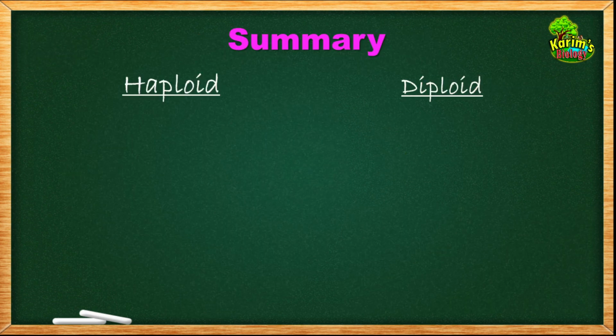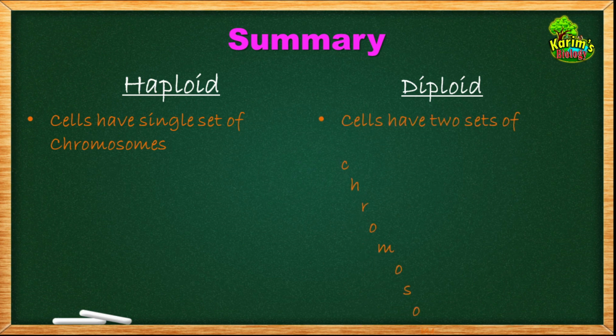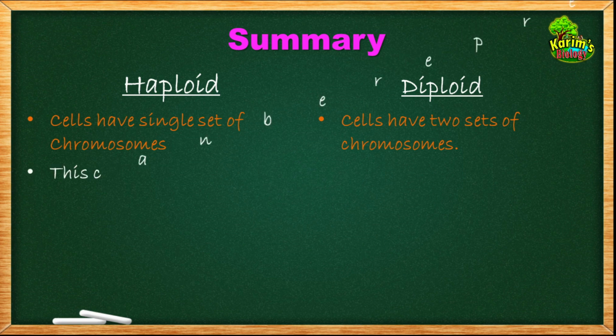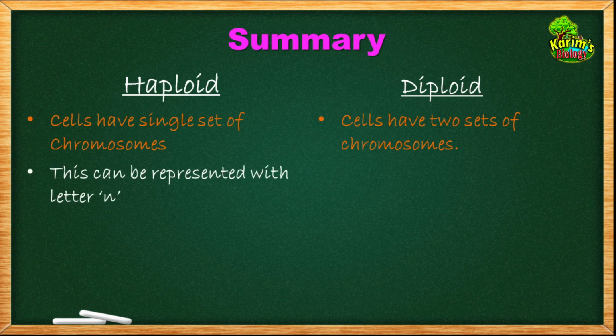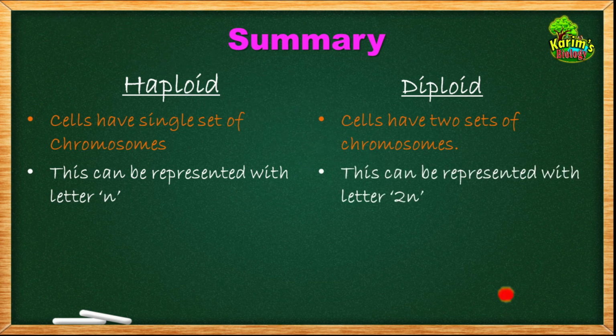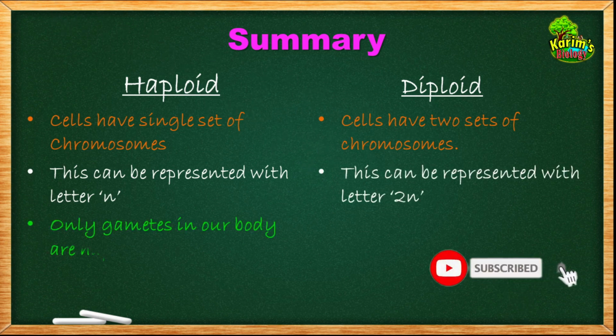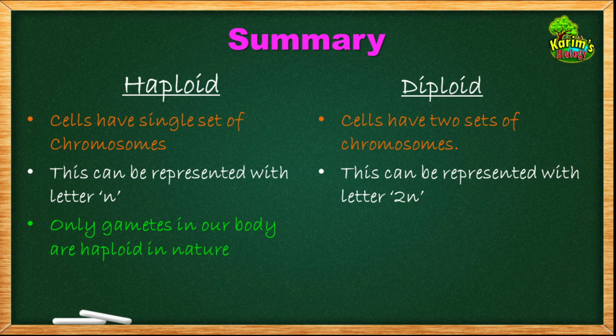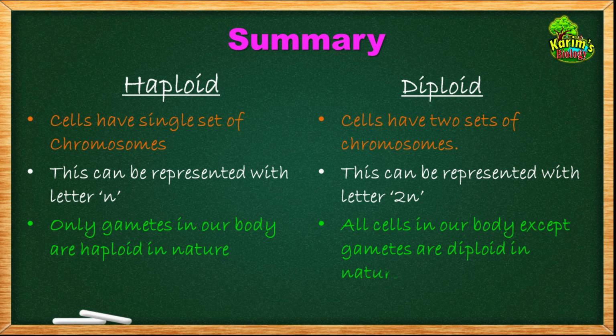Let's come to the summary. Haploid and diploid. Haploid means cells having a single set of chromosomes are called haploid cells, and diploid means cells that have 2 sets of chromosomes are called diploid cells. The haploid condition can be represented with the letter n, whereas the diploid condition can be represented with the letter 2n. Only gametes in our body are haploid in nature, whereas all the other cells in our body except gametes are diploid in nature.